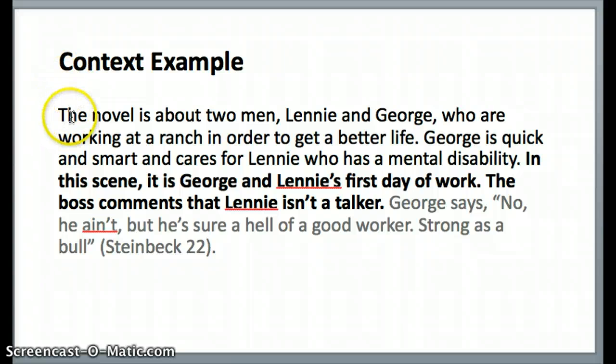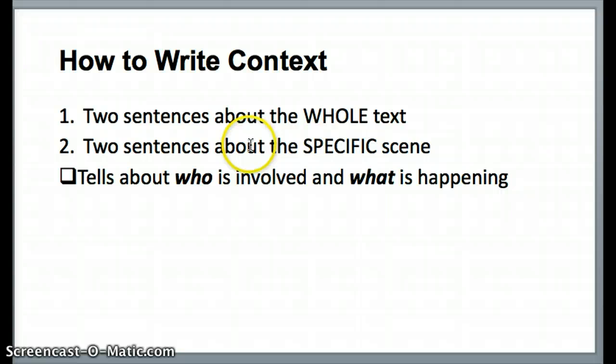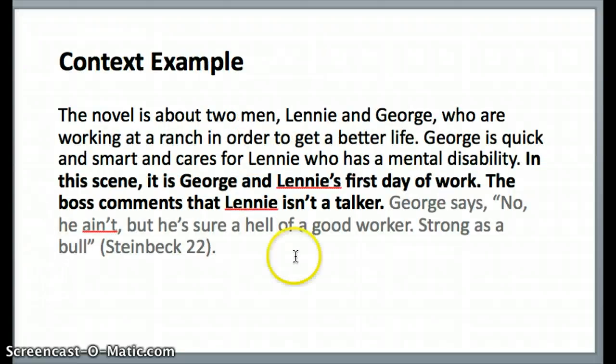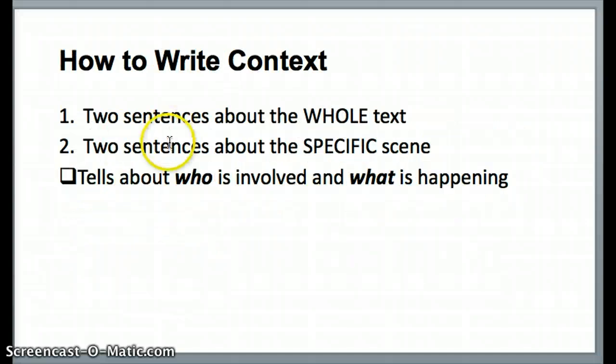So I'm going to read the whole context. The novel is about 2 men, Lenny and George, who are working at a ranch in order to get a better life. George is quick and smart and cares for Lenny, who has a mental disability. Okay, so that was step 1. 2 sentences about the whole text. In bold here is step 2. 2 sentences about the specific scene.